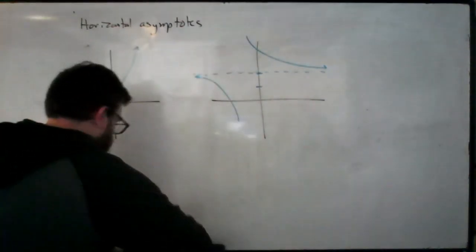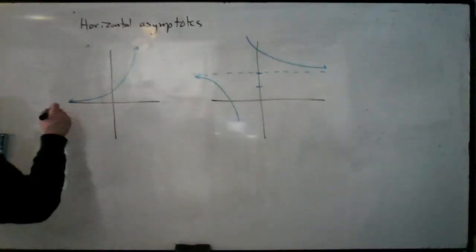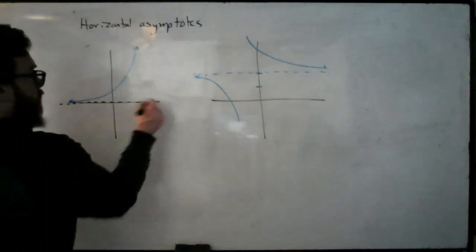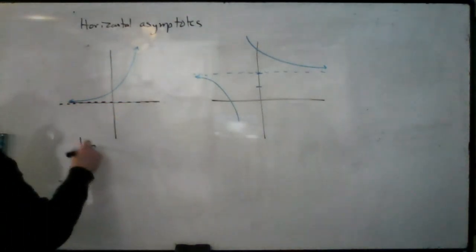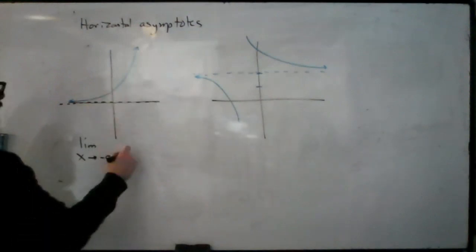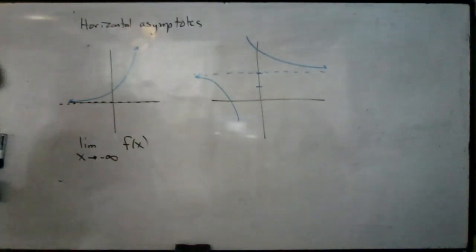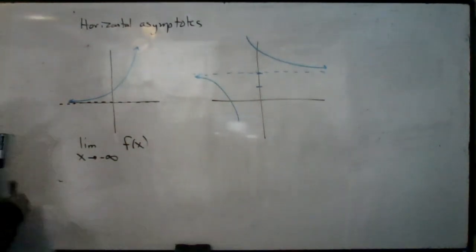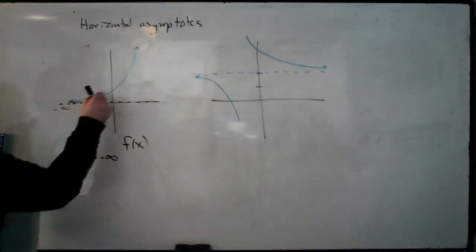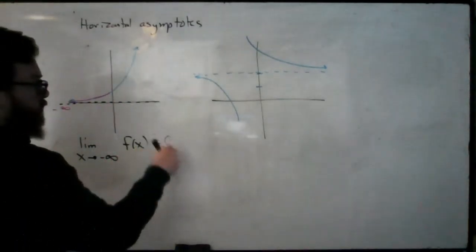So these are graphs that have a horizontal asymptote. This horizontal asymptote is at y is equal to 0. So if I ask you what is the limit as x approaches negative infinity of this function f of x, we can see as we're driving on the curve as we go to negative infinity, negative infinity being out here, as I'm on this curve, it's getting closer and closer to y is equal to 0.